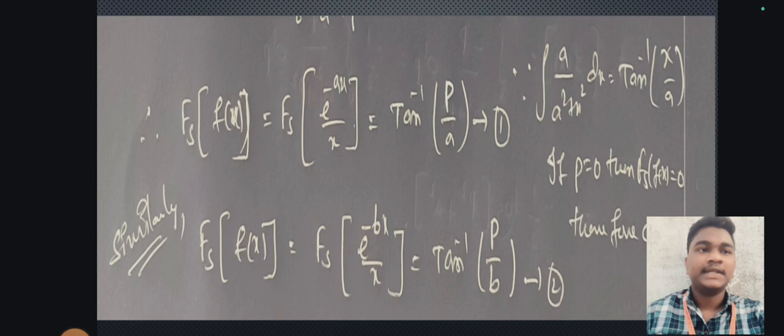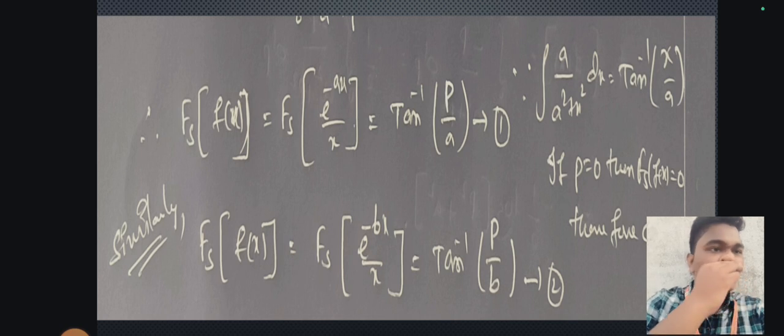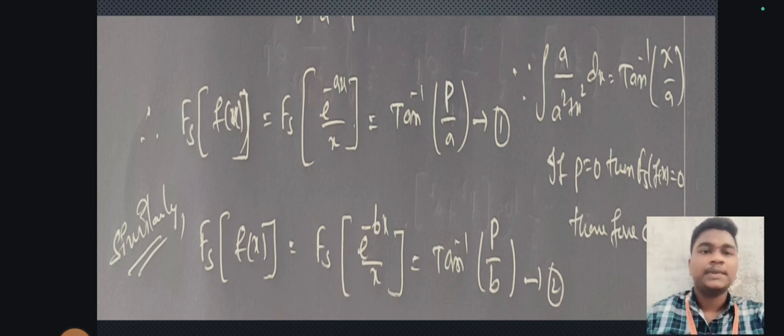Therefore, we also know that the integration of a by (a square plus x square) into dx is equal to tan inverse of x by a. So if p is equal to 0, then F_s of f of x is equal to 0. Similarly, F_s of e power minus bx by x is equal to tan inverse of p by b. Let us assume this as equation 2. Let us go forward in this problem.